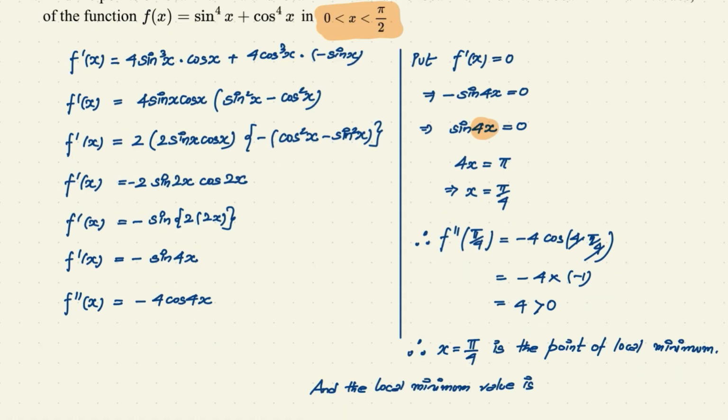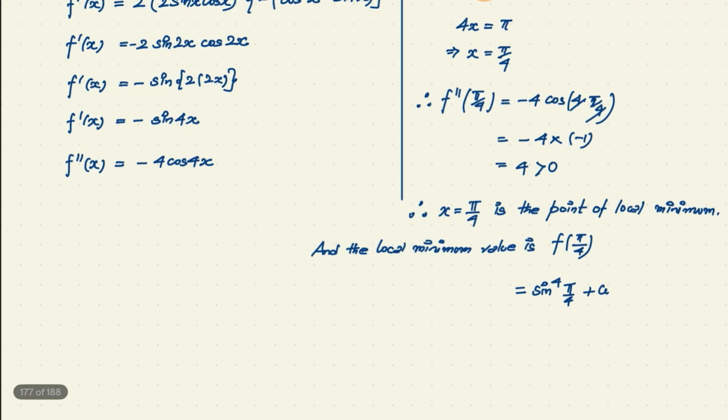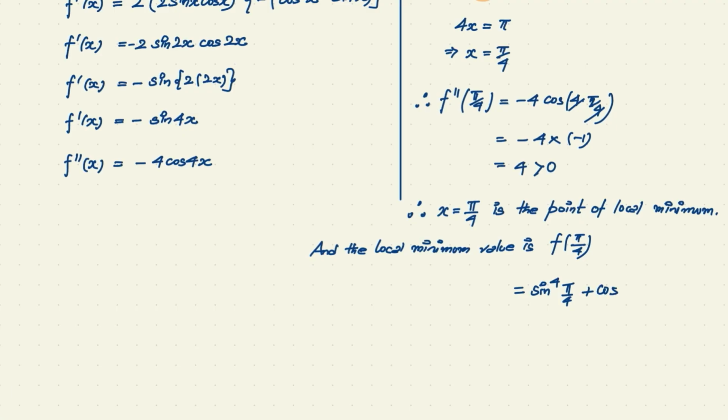we have to put this critical point or this point of local minimum in the given function, that is f(x). So my answer will be f(pi by 4), and this will be equal to sin^4 of pi by 4 plus cos^4 of pi over 4.